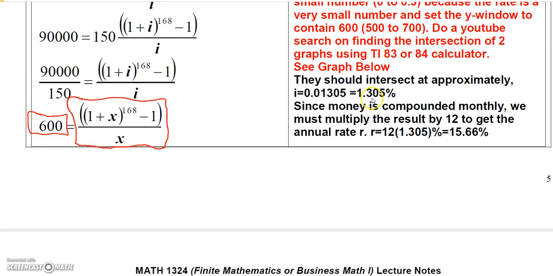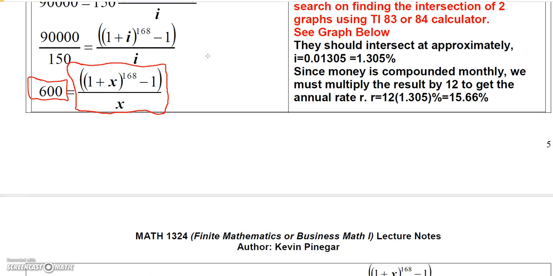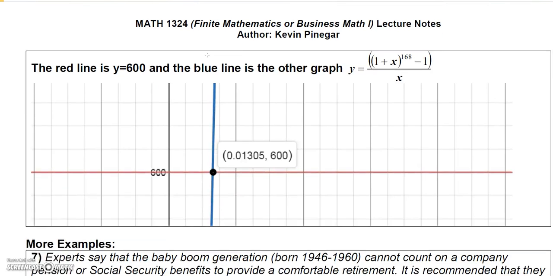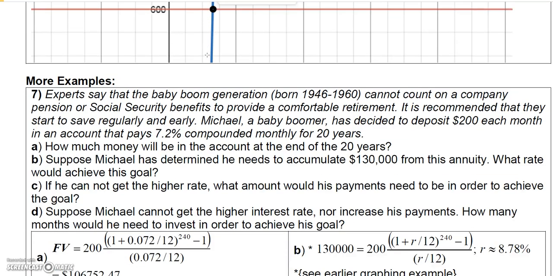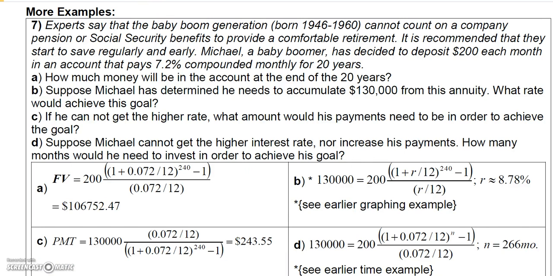So that tells me that I is 0.01305 or 1.305%, but that's the monthly rate. If I want the annual rate, I have to multiply this by 12. So multiplying 12 by 1.305% I get 15.66%. So the monthly rate is 1.305% and the annual rate is 15.66%. You can also do this by trial and error, but it's a little bit cumbersome, so that's why I like to use the graphing utility.